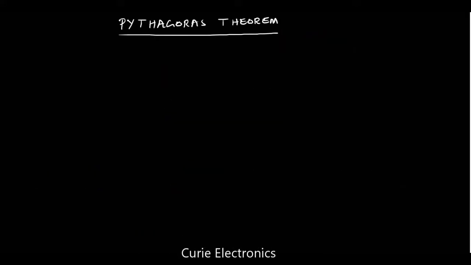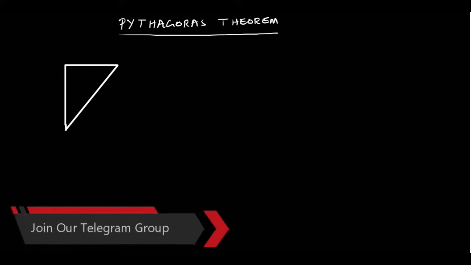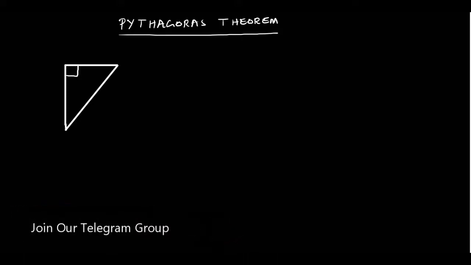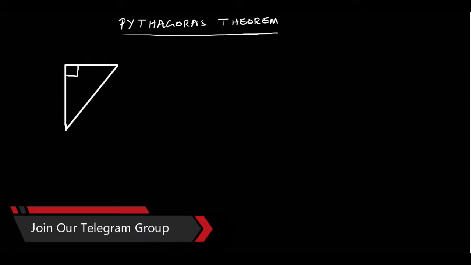So what is Pythagoras theorem? First, what we should know is that it is applicable for a right angle triangle. Here, which is the right angle? This is the right angle. So this is a right angle triangle. The same we can draw in a different way also.